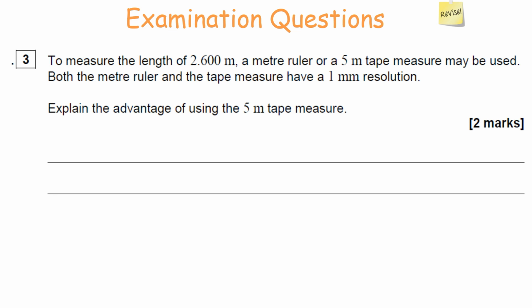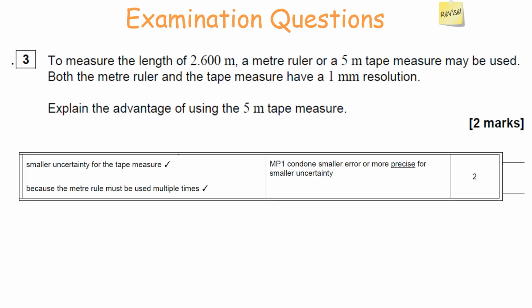Right, so you've got to think about what's going on here. For the tape measure, there's actually going to be a smaller uncertainty because you're only having to use it once. For a meter ruler, it's going to have a higher uncertainty because you're going to have to move your meter ruler multiple times to measure 2.600 meters. Your meter ruler, as you can imagine, is only 1 meter long, so you'd have to move it 3 times to actually measure 2.600 meters. When you were moving that, there'll be a greater uncertainty, so therefore you would have a bigger error in your results.